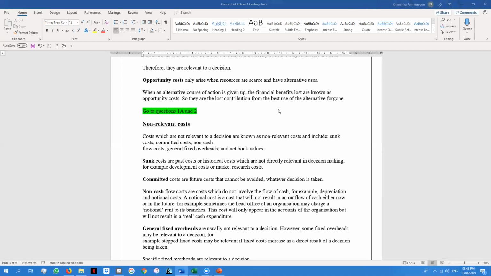But 2, it's future and it's a cash flow. So let's look at the third one. Will the decision be affected? Will the cost be affected by the decision? Remember, that is one of the conditions as well. And the answer is no. That's why, again, the 3 tests must be satisfied.